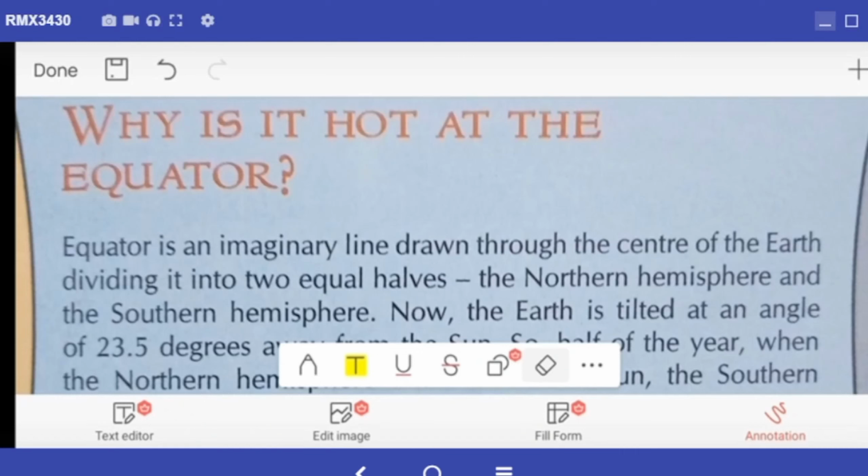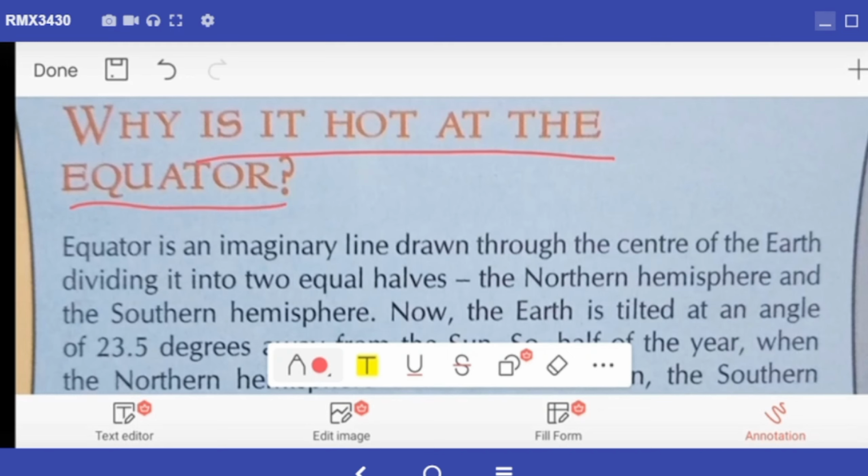So today we have a topic, of course, related to geography. The topic is why it is hot at the equator. As we know, Earth has an equator. The equator divides the Earth into two equal parts. One is the northern hemisphere and the other is the southern hemisphere. This zero line, the line which divides the Earth into two equal parts, is called the equator. So today's topic is why it is hot at the equator.